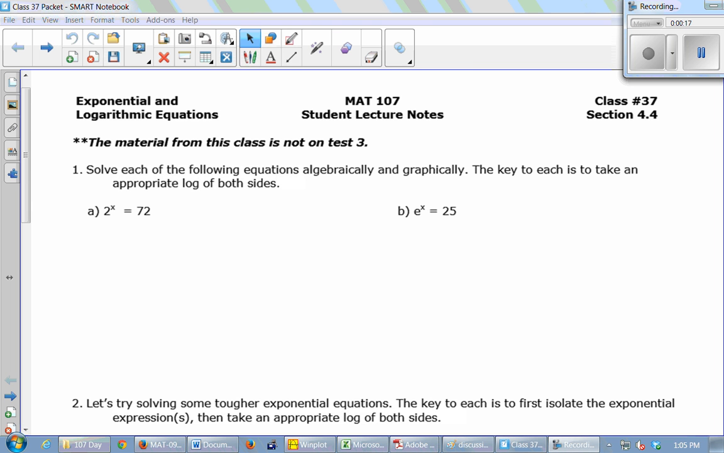All right, so we're going to talk about section 4.4, which is solving exponential and logarithmic equations. And Sabine, you asked me last class, why do we need all those properties of logarithms? This is where we use them.